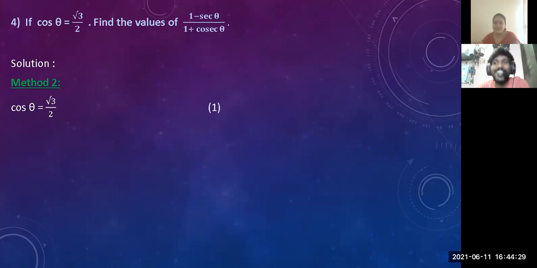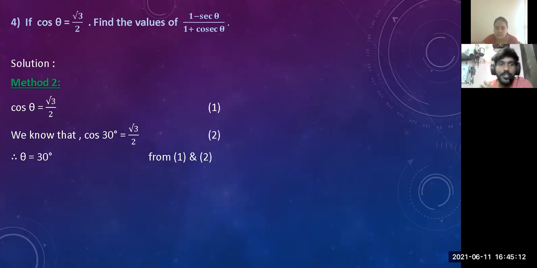You just have to find out at which angle cos theta is root 3 upon 2. Is it cos 20, cos 0, cos 30, cos 45? Cos 30? Correct. When cos 30 is root 3 upon 2.